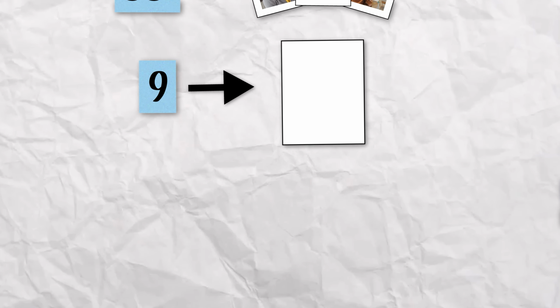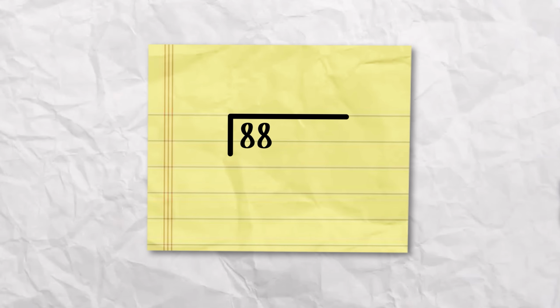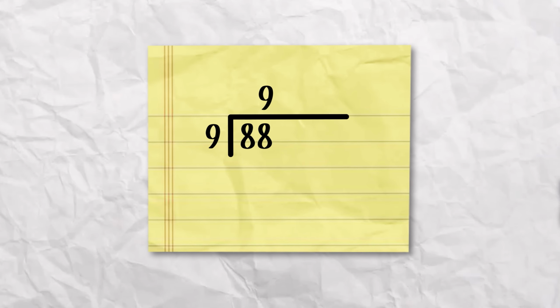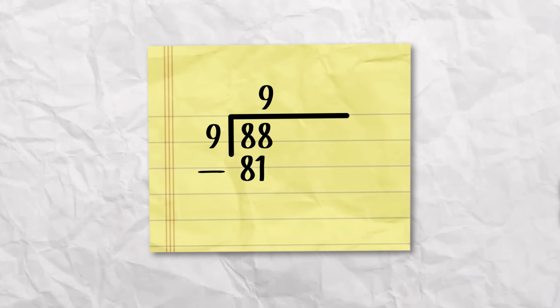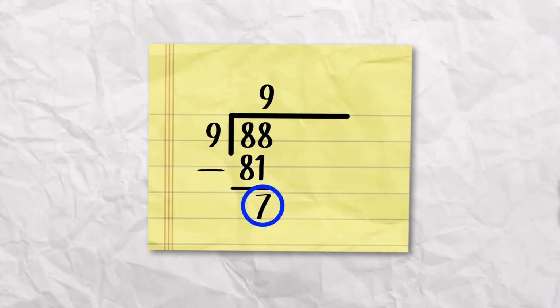So, you have 88 photos in total, but only 9 of them can fit on each page. In order to find out how many pages or groups we need, we have to divide 88 by 9. But when we do that, we get a remainder of 7, so we'll need 1 extra page to fit the remaining 7 photos. Here's why students probably get this wrong.